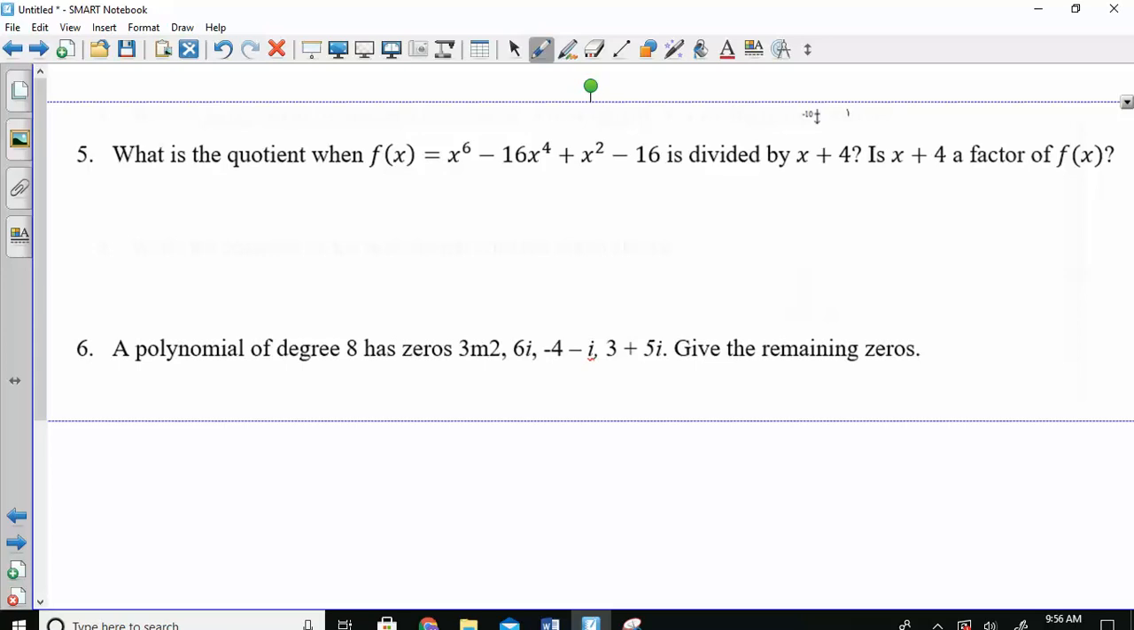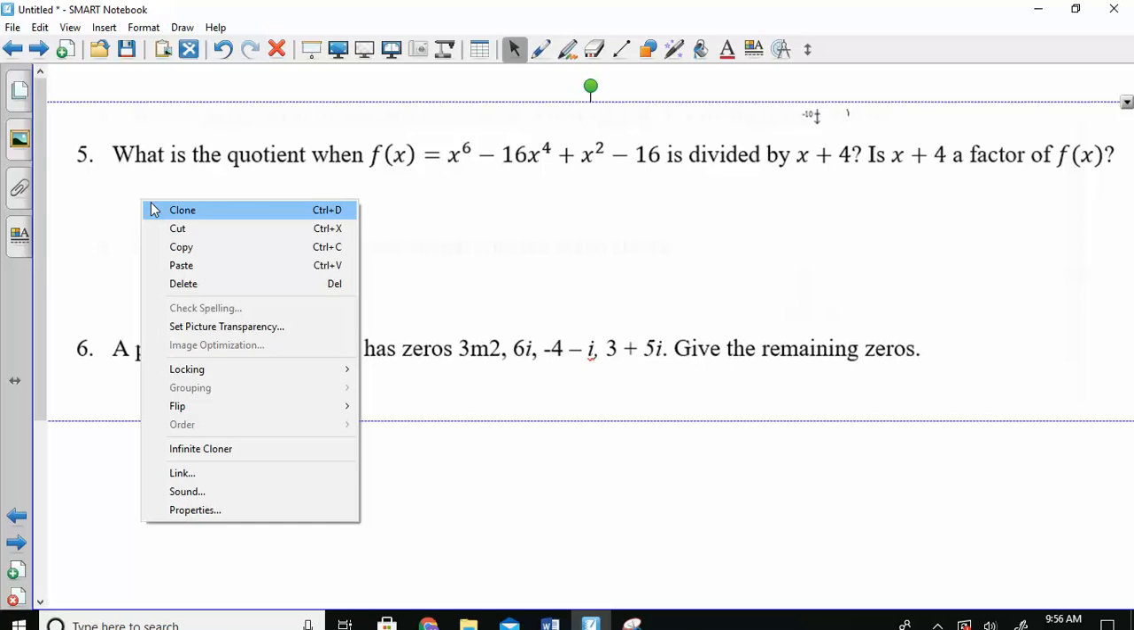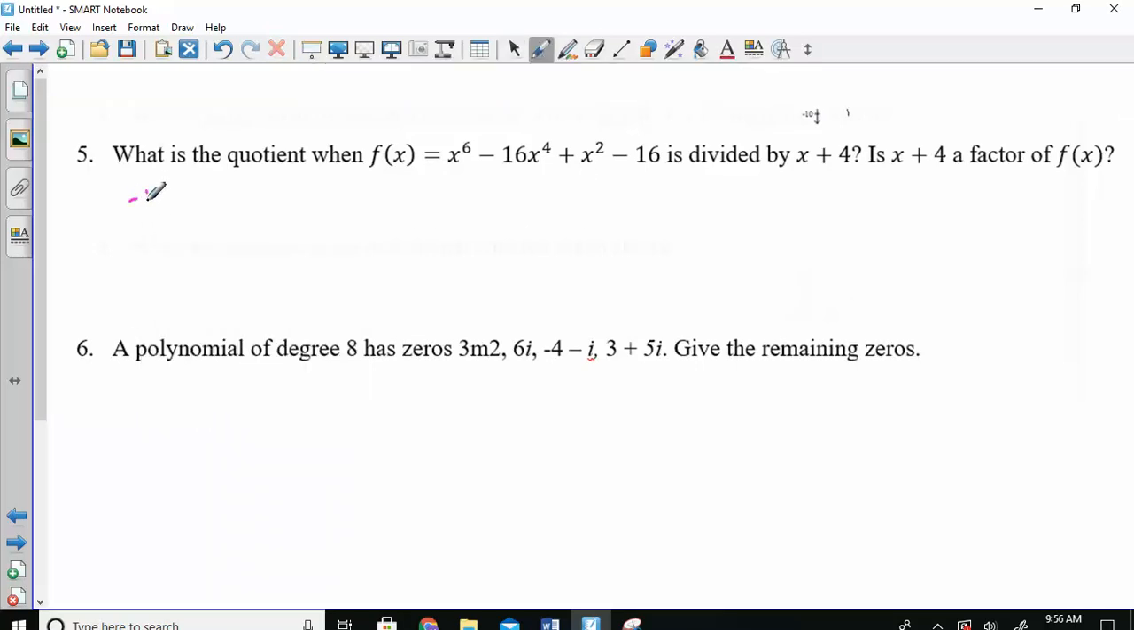Next, how do you find the quotient? Synthetic division. What number would go out in the box? Negative 4. Okay. Now, what am I going to have to put for my coefficients?